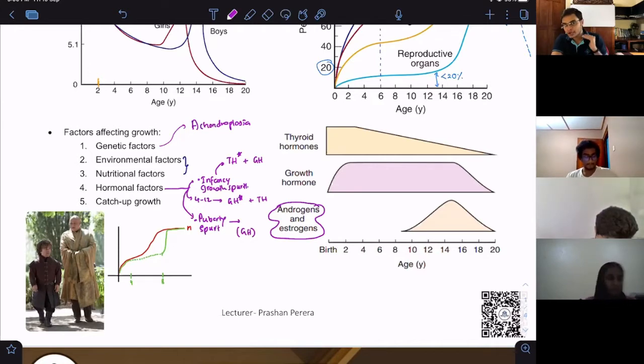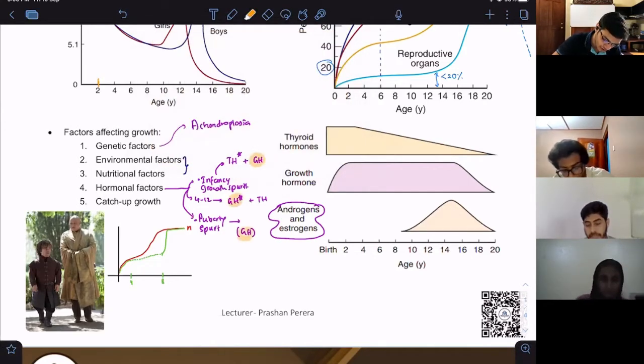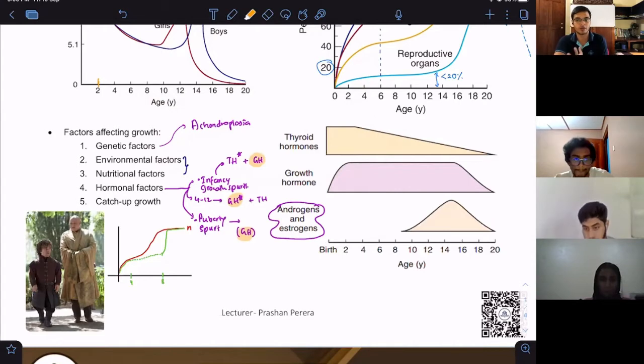So what can you see? Throughout growth and development, growth hormone helps in some way, or it plays a major role. Either it's a minor factor or, especially during the 4 to 12 years of age, it is the major one. Everyone understand these concepts? Now we are going to take these for the next few, for the disease especially. Very important.